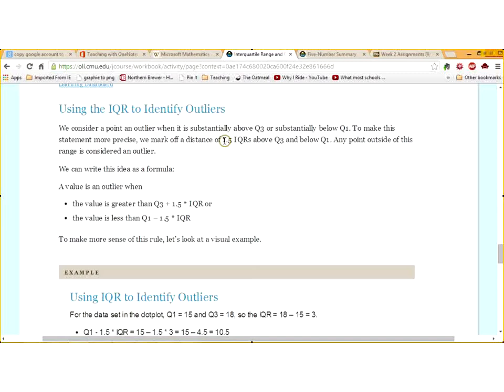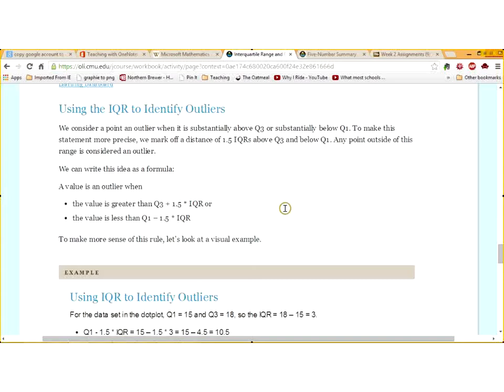We take our IQR. We multiply it by 1.5. We take 1.5 IQRs, we go above Q3, we go below Q1, and any point outside of that range is considered an outlier. Sometimes I call those numbers the fences: Q3 plus 1.5 times the IQR, and Q1 minus 1.5 times the IQR. So what we're saying by this is, okay, Q1 to Q3, that's the middle 50% of our data. That's the heart of our data. Clearly the outliers are beyond that.